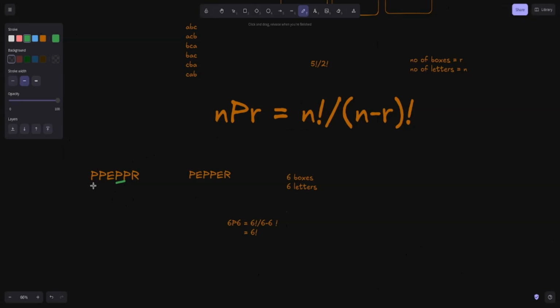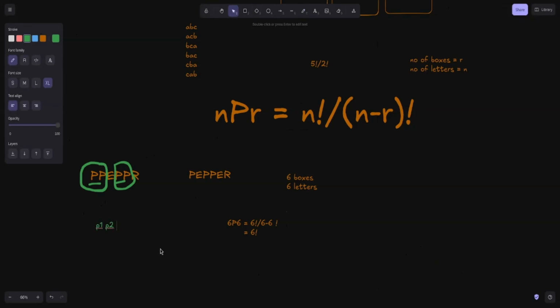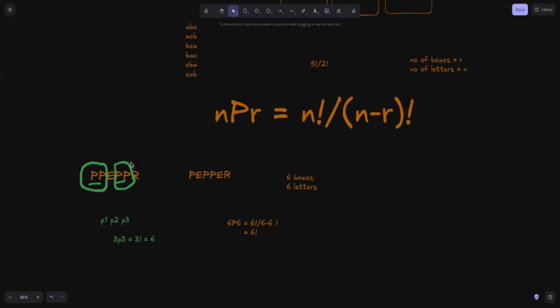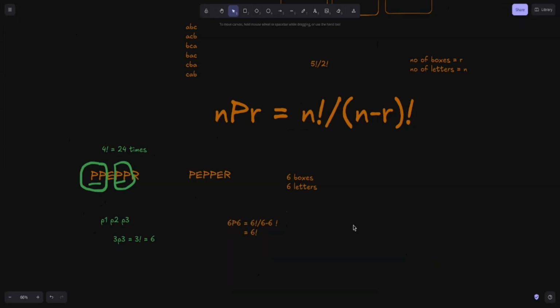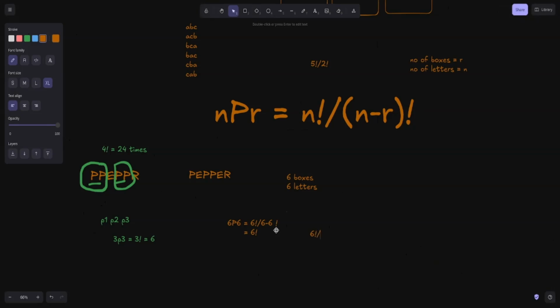So in this case, what happens? I have considered a few extra cases for distinct P's, right? How many extra cases did I count? I counted as many extra cases as the permutations of the number of P's. So if there are P1, P2, P3, how many ways can I mess this up? I can mess this up using permutation 3P3 times. That is 3 factorial, which is 6 times. So I have messed up 6 times. In this case it will become 4 factorial times, that is 24 times I have messed up. So my final answer will be nothing but 6 factorial by 4 factorial.